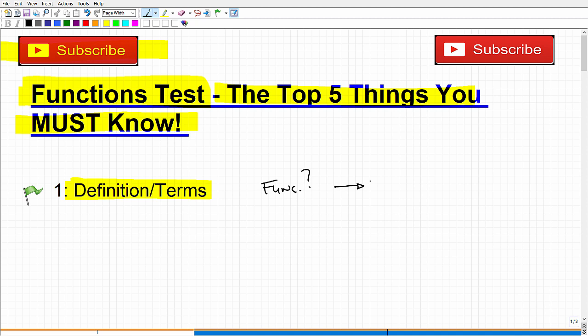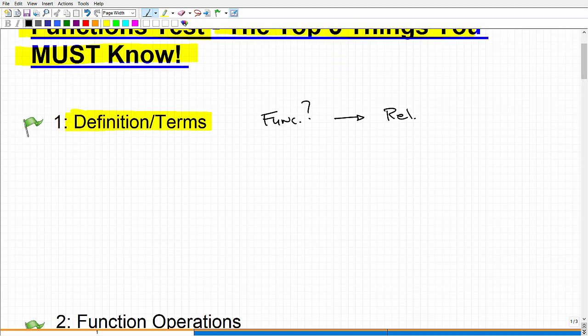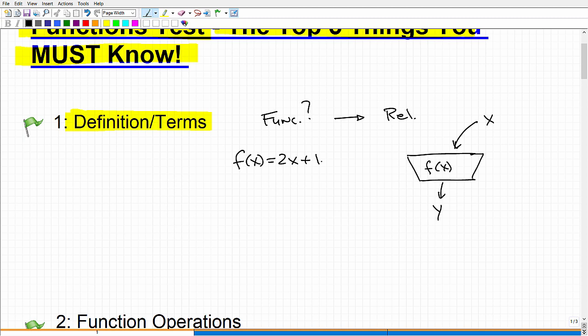So a function is a certain type of relation, okay? It's a certain type of relation, and a relation is, let's take a look at it this way. Oftentimes we look at a function as a function machine, okay? So for example, for every x input, you're going to get one and only one y output. So this is a function. Okay, so for example, let's say I have f of x is equal to 2x plus 1. If you're confused, just stick with me, okay? This will clear up here in a second.